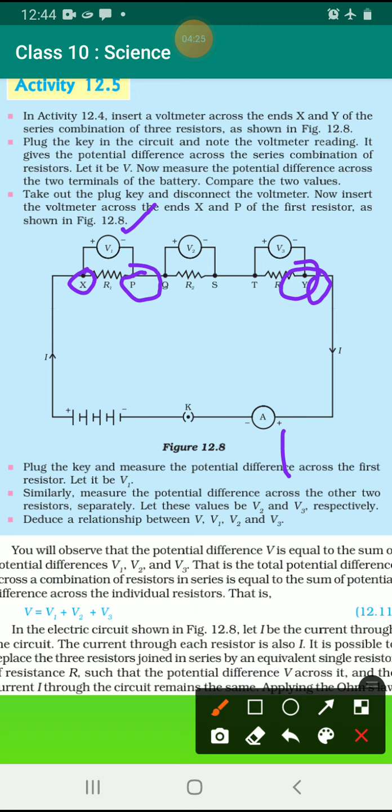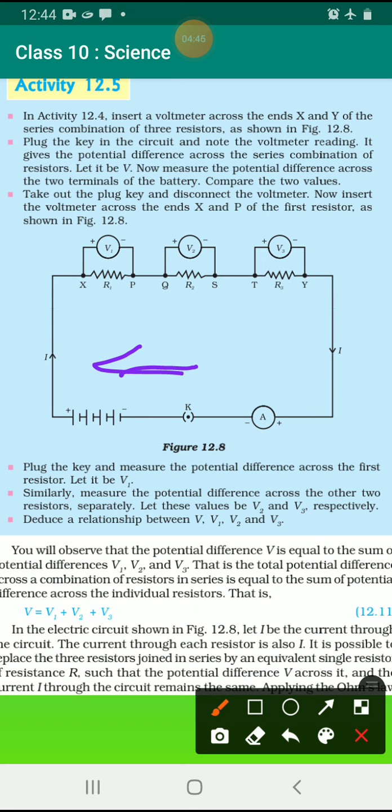After connecting the voltmeters, when current is passed through this, let's see what it has given. Plug in the key and the circuit, and the voltmeter reading gives the potential difference across the series combination of the resistors. Let it be V. Now measure the potential difference across the two terminals of the battery.